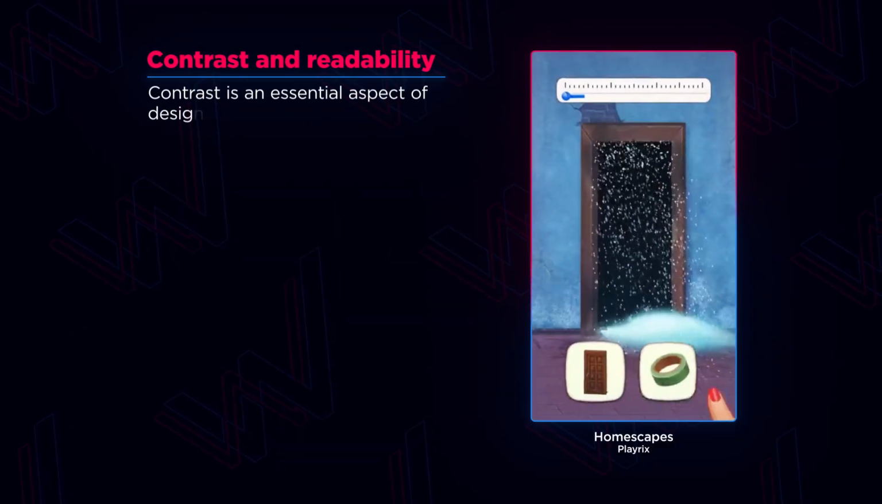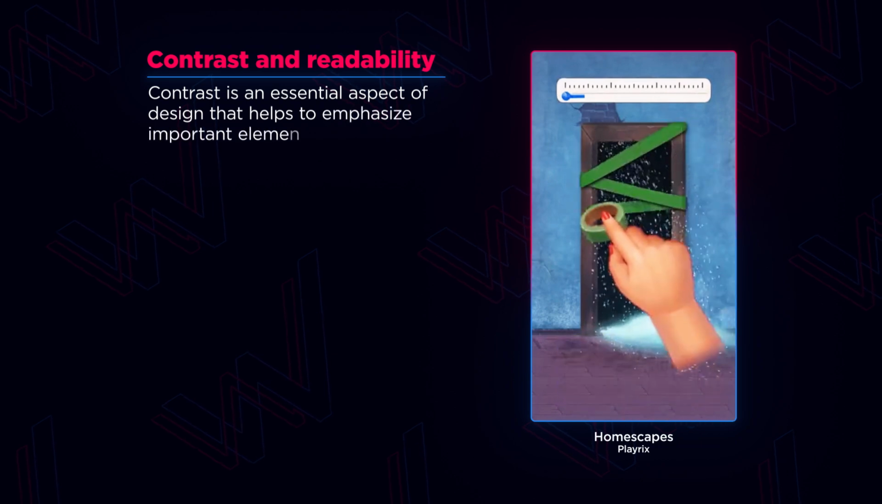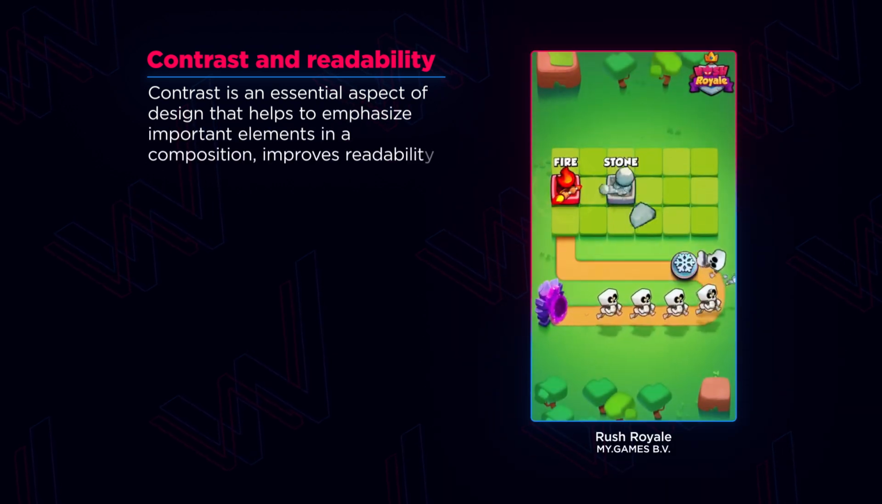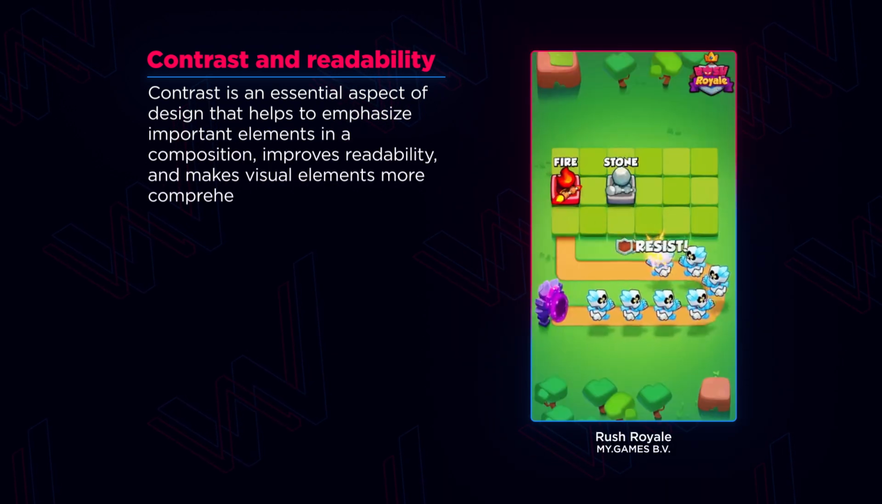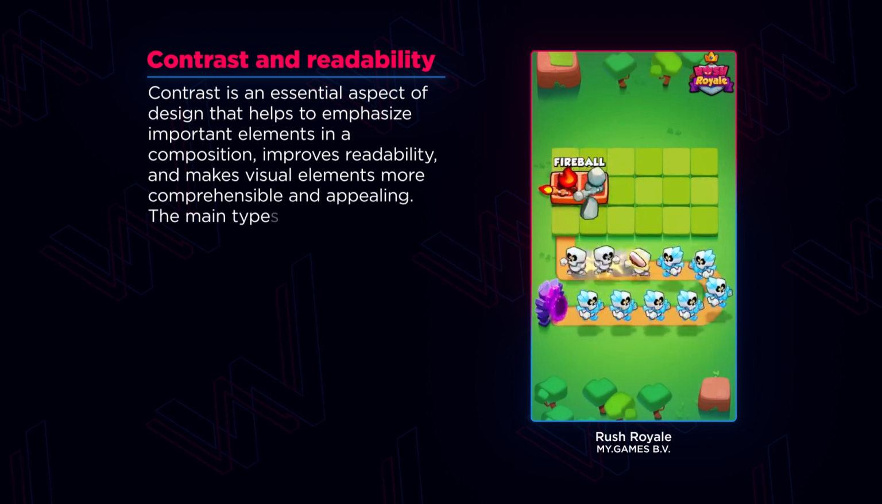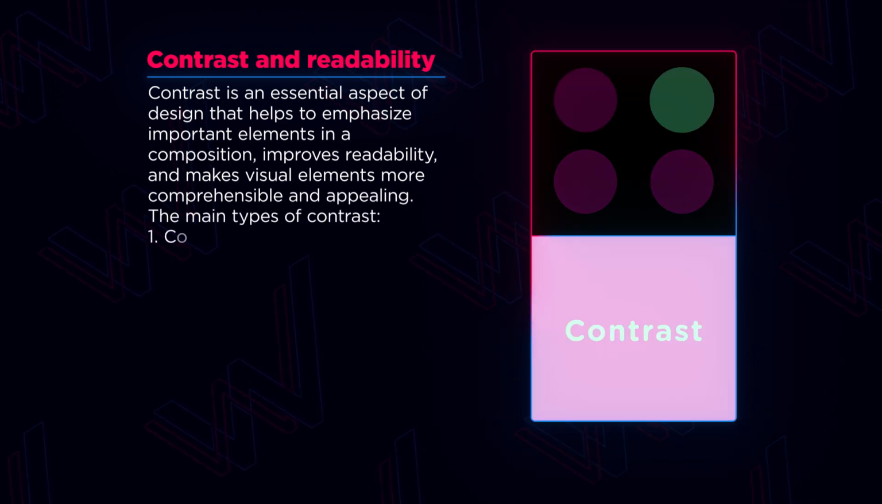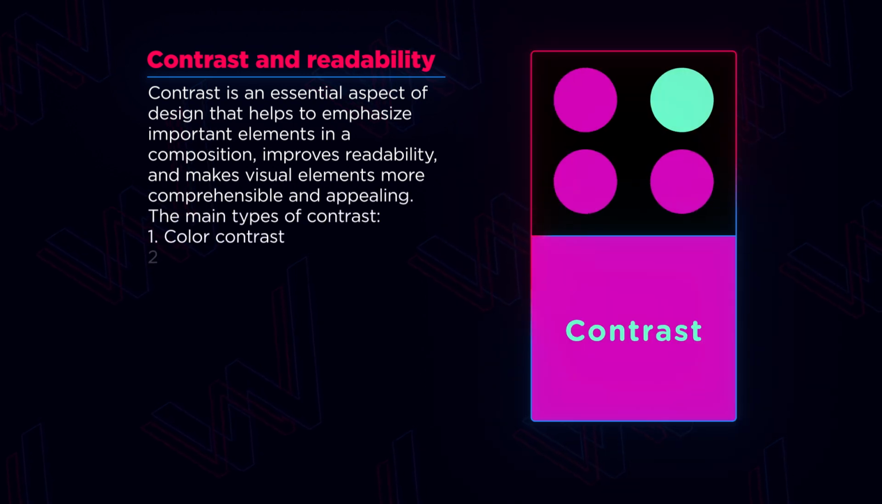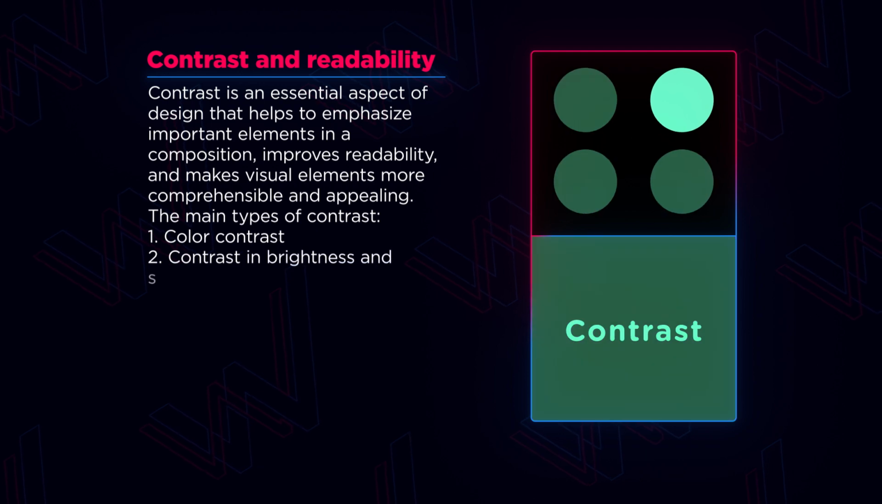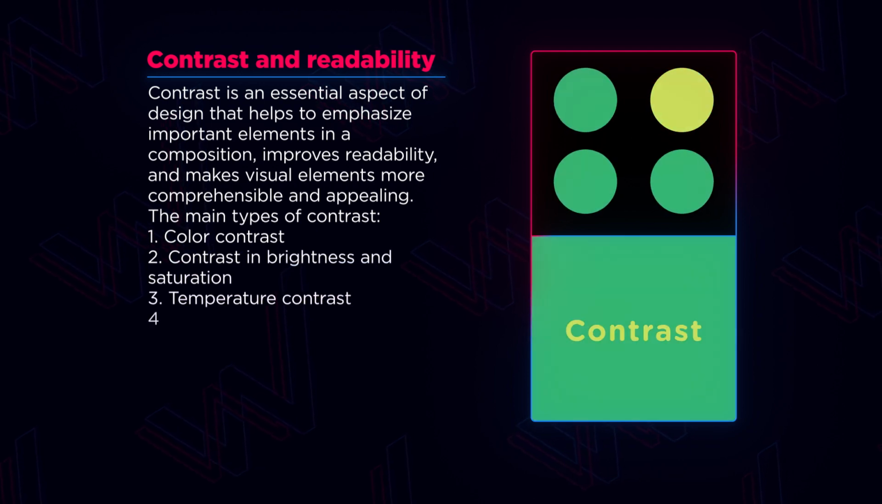focus. Contrast and readability. Contrast is an essential aspect of design that helps to emphasize important elements in a composition, improves readability, and makes visual elements more comprehensible and appealing. The main types of contrast. Number 1. Color contrast. Number 2. Contrast in brightness and saturation. Number 3. Temperature contrast. Number 4. Stroke.